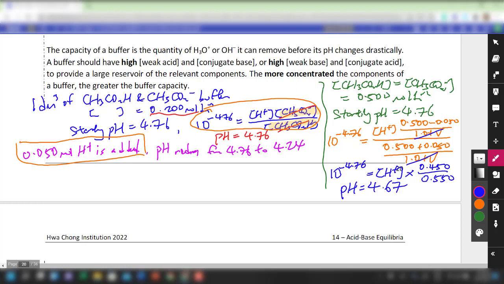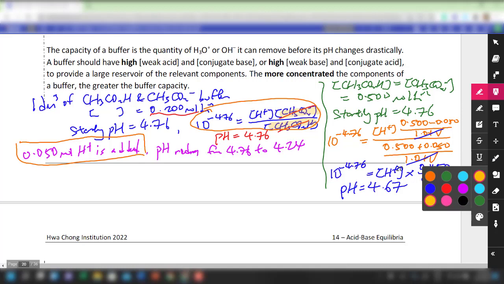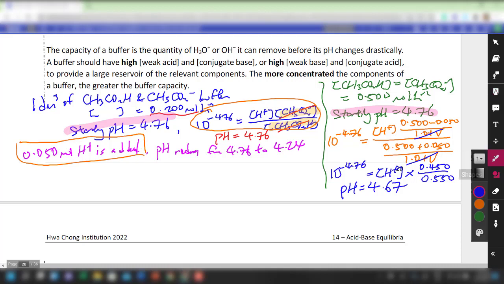Despite having the same starting pH, let me highlight in pink, despite having the same starting pH of 4.76, the buffer containing 0.500 moles per dm cube of ethanoic acid and ethanoate serves as a better buffer because at the end of the day, the reduction in pH is from 4.76 to 4.67. Whereas on the other hand, when I start off my solution with concentration of ethanoic acid and ethanoate to be 0.2 moles per dm cube, the pH reduces from 4.76 to 4.24.